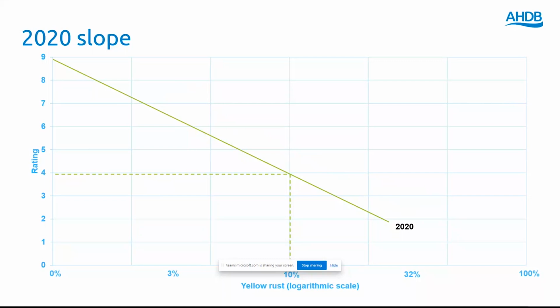We'll aim to maintain this slope in the future so that each year the same amount of disease gives the same rating across the years. So hopefully we won't need to do it again, and yellow rust ratings will remain representative.